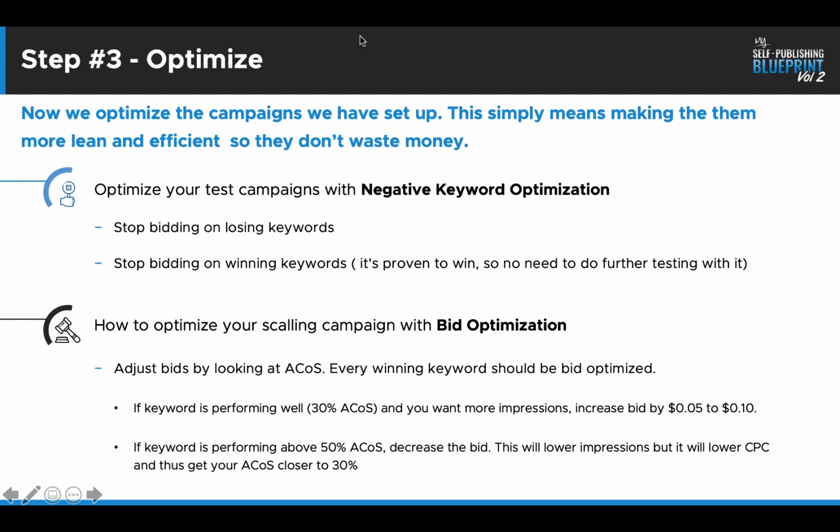Adjust the bids by looking at the ACoS. Winning keywords should be bid optimized. So if a keyword's performing well, 30% ACoS or lower, we want more impressions. We want to increase our bid by 5 to 10 cents. If a keyword is performing above 50%, we decrease the bid. This will lower the impressions, but it'll also lower the CPC, your cost per click, thus getting your ACoS closer to 30%.